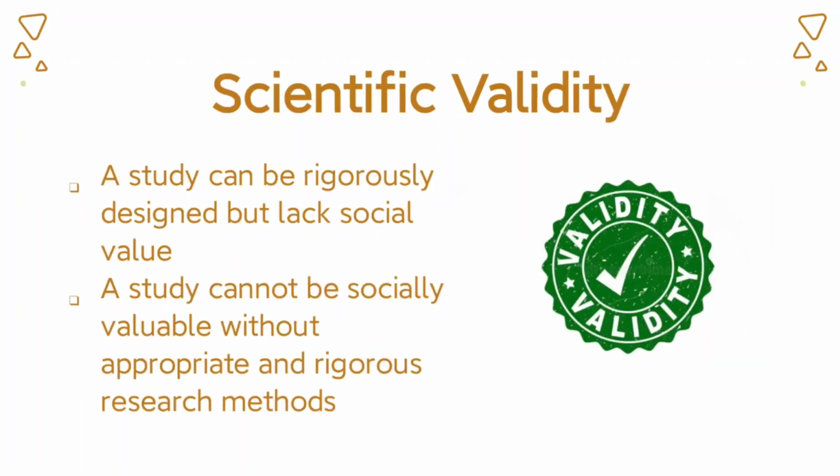Okay? Next, scientific validity. So, scientific value and validity refers to the ability of a study to produce reliable, valid information capable of realizing the stated objectives of the research. Once again, ulitin ko, the scientific value and validity refers to the ability of a study to produce reliable, valid information capable of realizing the stated objectives of the research.